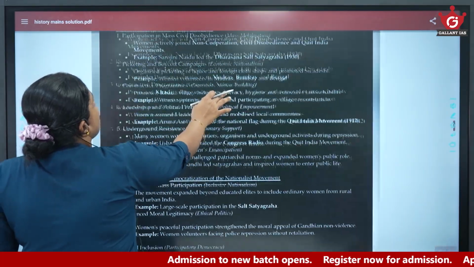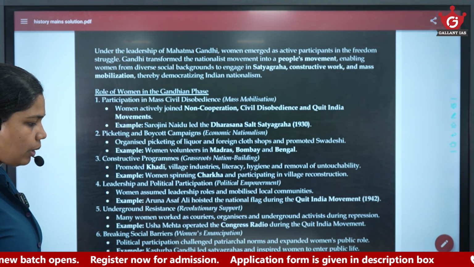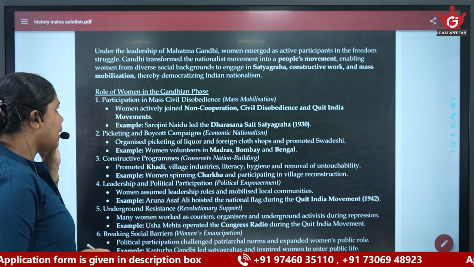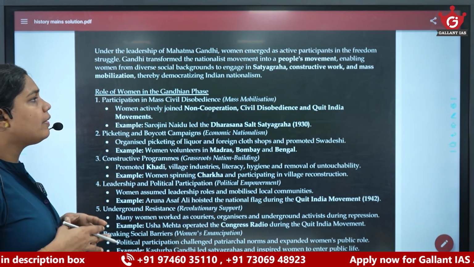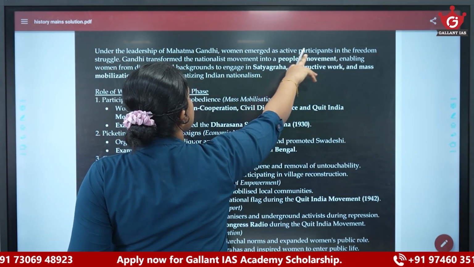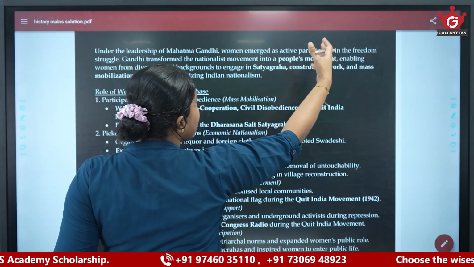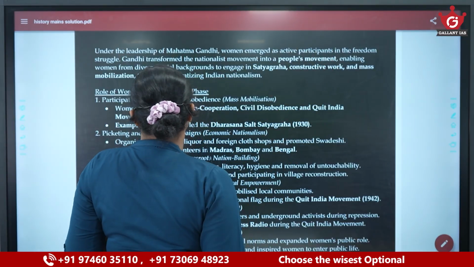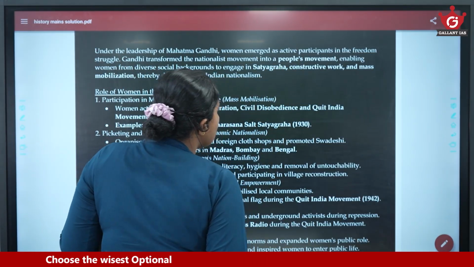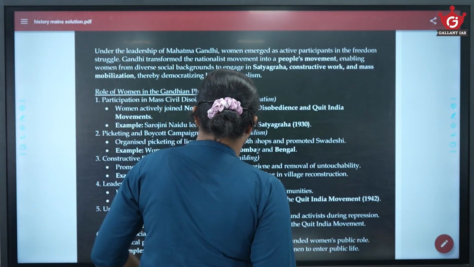So you can give a good introduction, but see, Mahatma Gandhi is a very important area. You can expect questions in both prelims and mains. So prepare a good introduction for Gandhi beforehand so that you can use it whenever it is asked. Under the leadership of Mahatma Gandhi, women emerged as active participants in the freedom struggle. Gandhi transformed the nationalistic movement into a people's movement. This is a keyword here. Enabling women from diverse social backgrounds to engage in satyagraha, another keyword, constructive work, another keyword, and mass mobilization, thereby democratizing Indian nationalism.